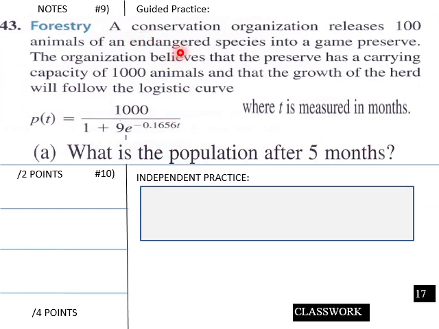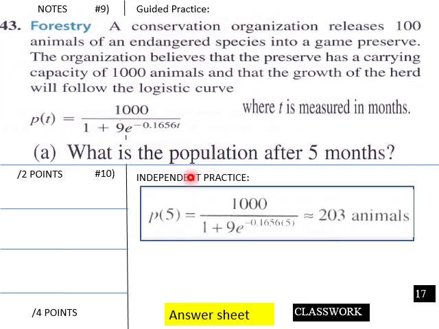So a conservation organization, let's go into a guided practice, releases 100 animals of an endangered species into a game preserve. The organization believes that the preserve has a carrying capacity of 1,000 animals and that the growth of the herd will follow the logistic curve provided here, where t is measured in months. What is the population after 5 months? Well, we plug in 5 here on our function. We crank this out here, and we get 203 animals.